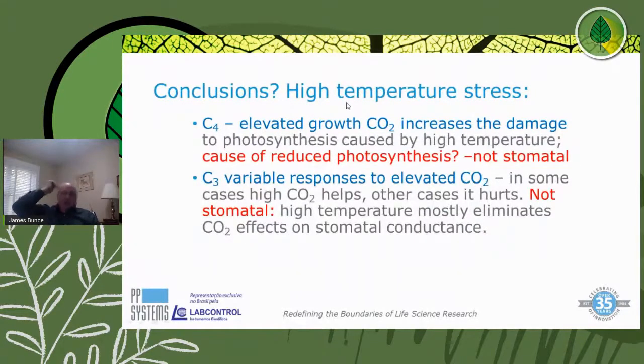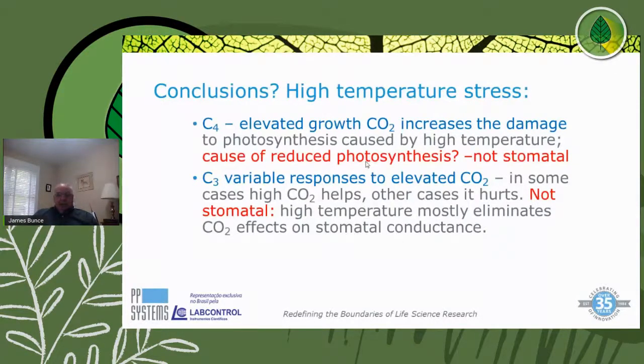So what kind of conclusions do you get from four species that are doing things totally different from each other? It's a little difficult. In the C4 species, elevated growth CO2 tends to increase the damage. And this is what that early reference was saying was true in the C4 species that they looked at. So growth at elevated CO2 in C4s, it looks like, increases the damage to photosynthesis caused by high temperature.